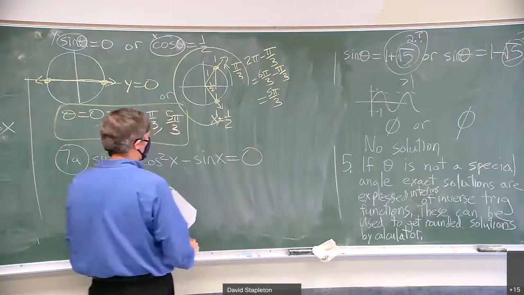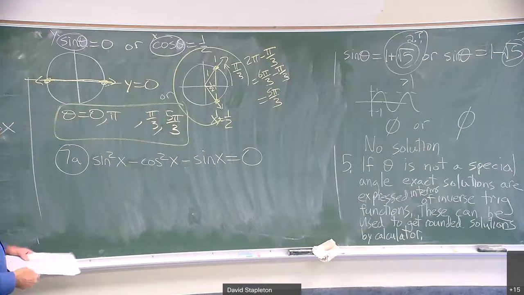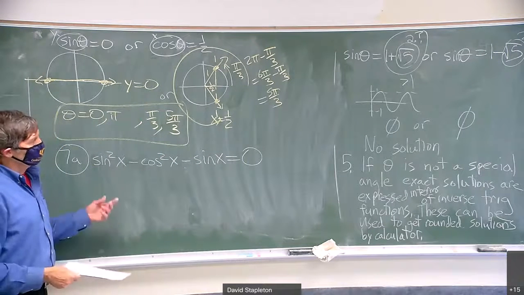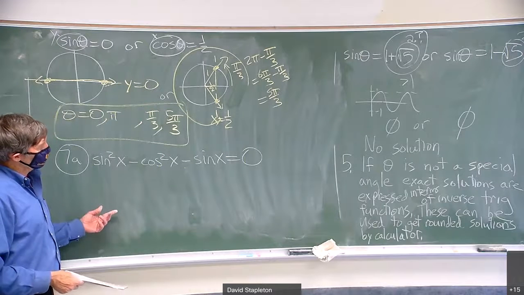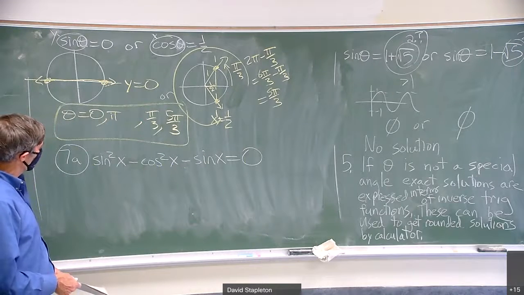I want to convert it into one of my other cases by hook or by crook. Unfortunately, I've got two different trig functions in here, and I don't know how to solve it with two different trig functions. I try to reduce it to one trig function. So how can I get it to one trig function, maybe using an identity?